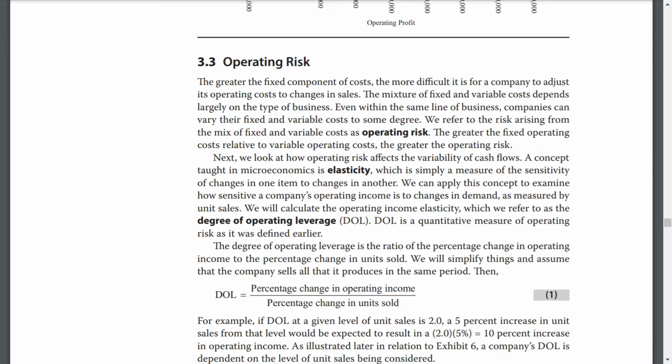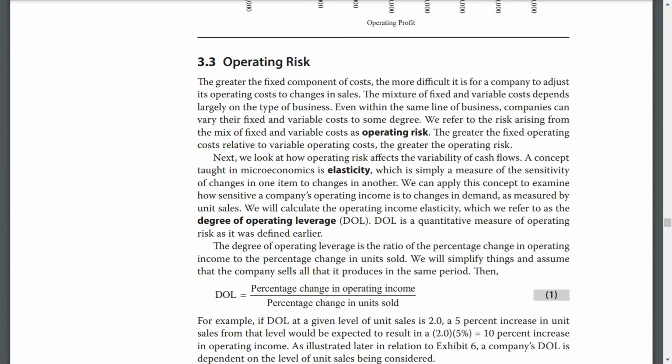We will calculate the operating income elasticity, which we refer to as the degree of operating leverage, the DOL. DOL is a quantitative measure of operating risk. As it was defined earlier, the degree of operating leverage is the ratio of the percentage change in the operating income to the percentage change in units sold.